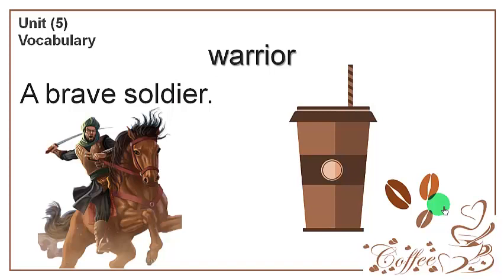Okay, let's move on to the vocab of unit 5. If you could remember, this unit was about the story of the princess who was held captive in the castle of the evil Duke of Doom, and it was like an adventure. Good. So the first word we have is a warrior, somebody who goes into war. So a warrior is like a brave soldier.